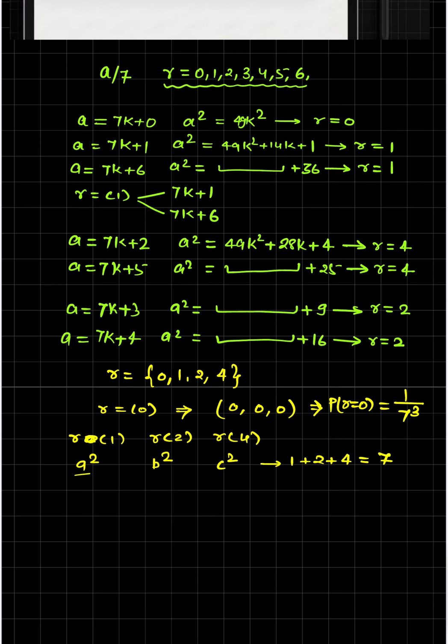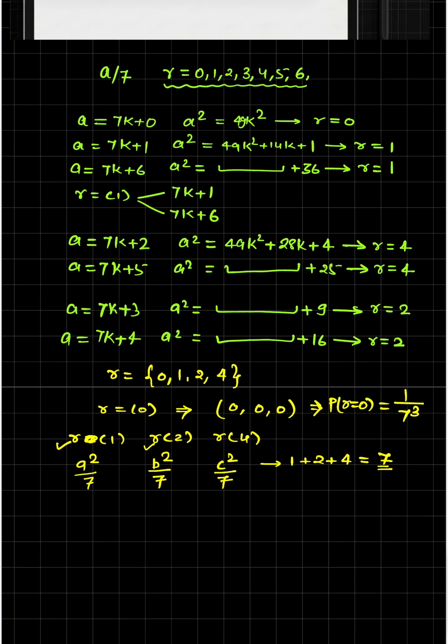So if we choose when a square divided by 7, we are getting remainder 1. When b square divided by 7, we are getting remainder 2. When c square divided by 7, we are getting remainder 4. When we add all those remainders, then we are getting 7. So ultimately in this case, a square plus b square plus c square is divisible by 7. Now how many such cases are possible?